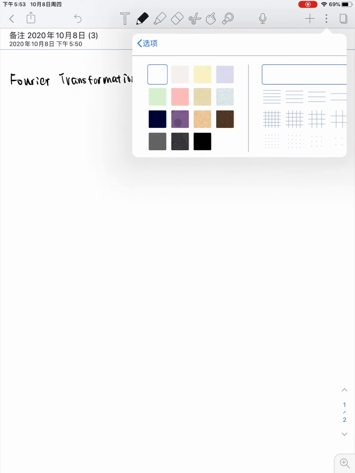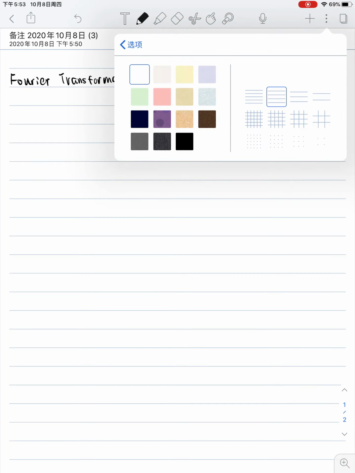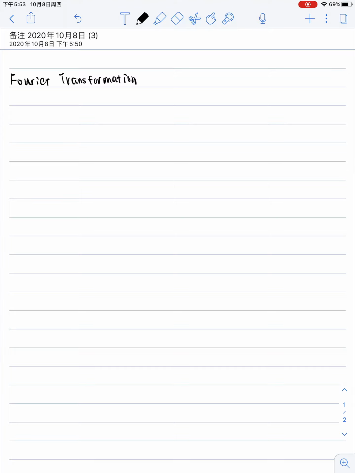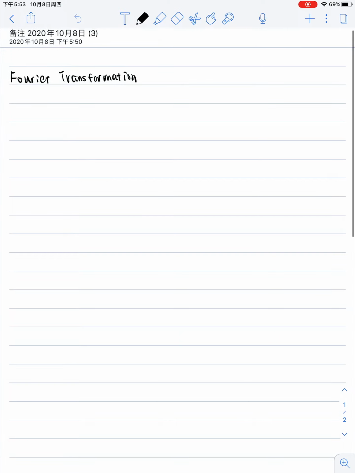Okay, let me use a different paper now in this kind of format. It can make the look more concise and neat. Okay, so the first thing, what is Fourier transformation? First, we need to understand what is transformation.